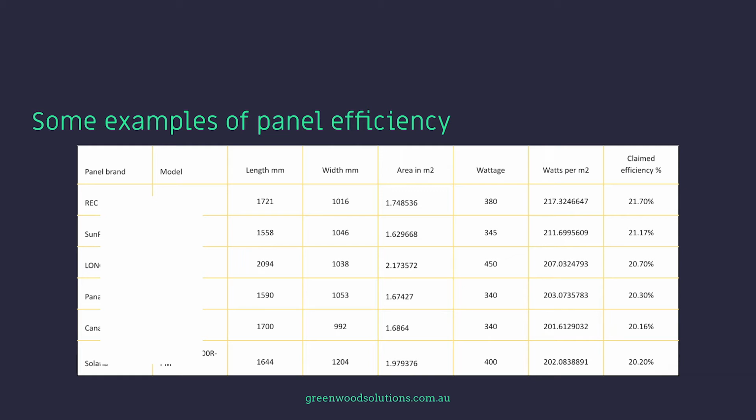So you can see in this situation we have panels ranging from 20.16% in the second last row up to 21.7% in the top row.